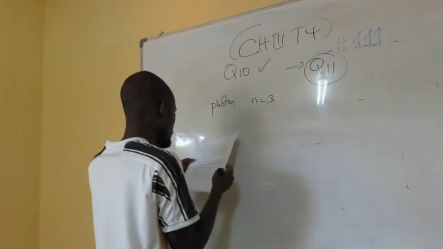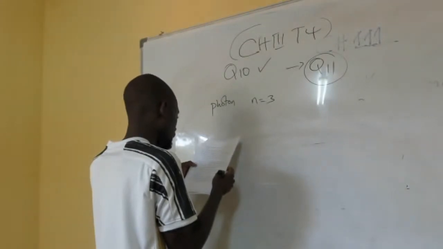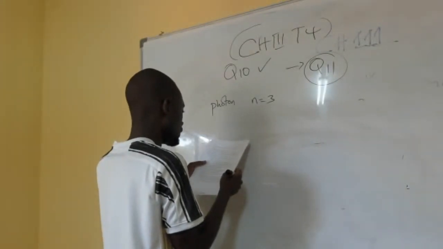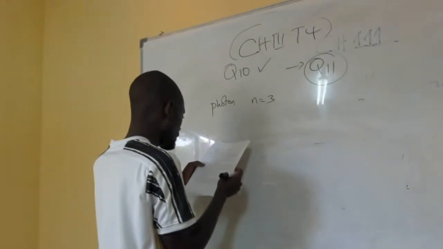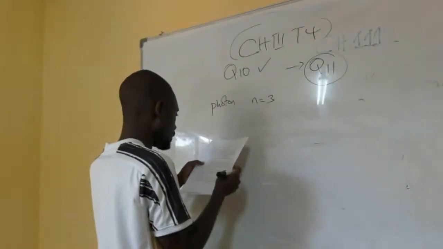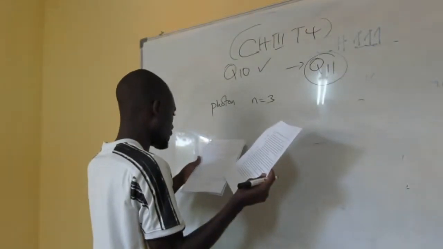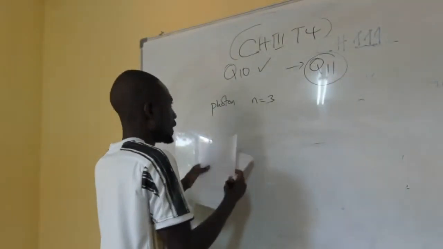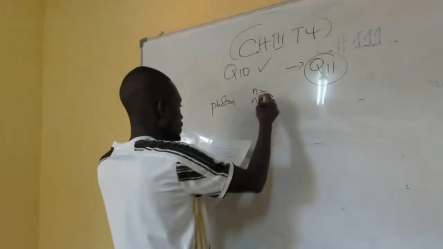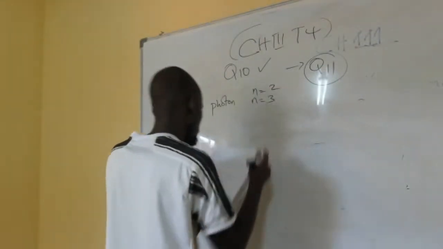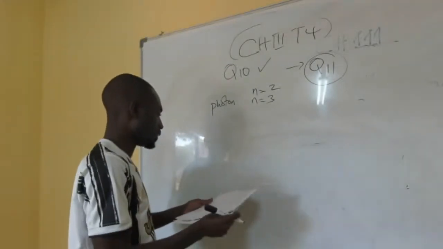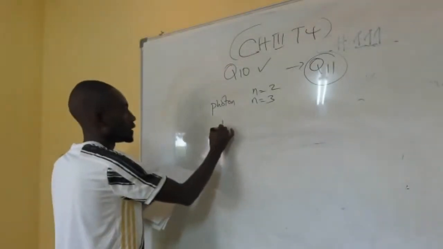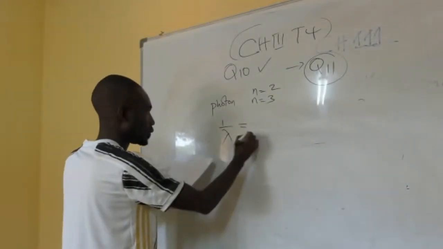Okay, n equals 3, referring to question 13. So the energy: you have n equals 3 and also n equals 2. So you have these two aspects. What you are going to do is, you know the formula, so lambda is equals to what?